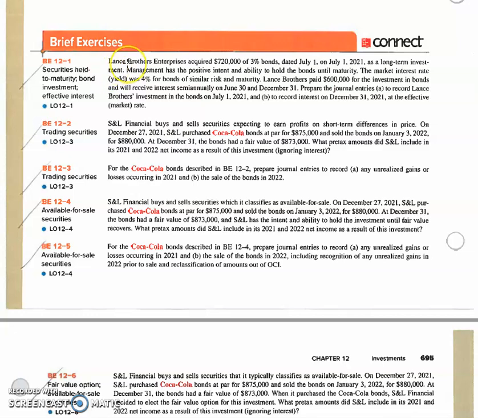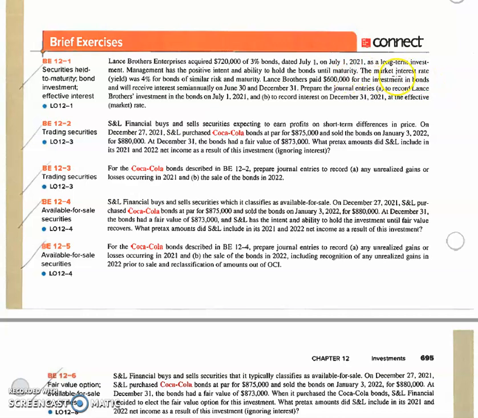Lance Brothers Enterprises acquired $720,000 of 3% bonds dated July 1st on July 1st, 2021 as a long-term investment. Management has the positive intent and ability to hold the bonds until maturity. Now, that's the requirement to account for those bonds using the held to maturity method. Held to maturity bonds are accounted for at what's called amortized cost. So we amortize any premium or discount using the effective interest method.